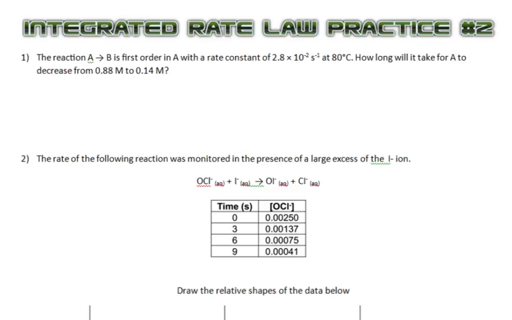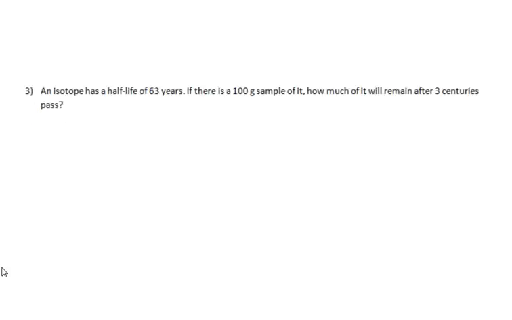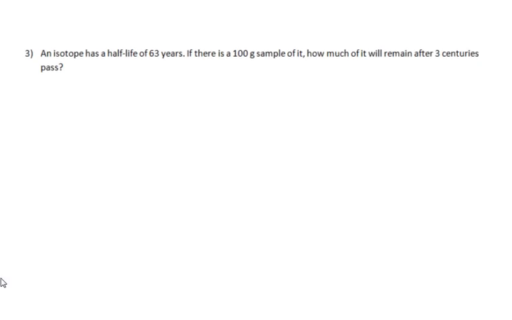Okay, here we go. I want to talk about number 3. So, if you can get that out, that'd be awesome. Number 3 on integrated rate law practice 2. All right, so I hope first that this would make sense. Let's read this for a second. It says, an isotope has a half-life of 63 years. If there's a 100-gram sample of it, how much of it will remain after 3 centuries?